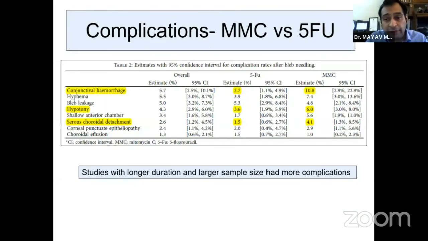Complications. Again, this is very important for us. Mitomycin-C, because of its complications like ciliary body damage and corneal decompensation, is a little more fearful as far as complications are concerned. However, the studies post-needling have not shown much difference between 5-FU and Mitomycin-C, with conjunctival hemorrhage seen in almost 10% of cases with Mitomycin-C, and a slight increase in hypotony and serous choroidal detachment. However, these are not statistically significant, only numerically different. And studies with longer duration and larger sample size have had more complications.